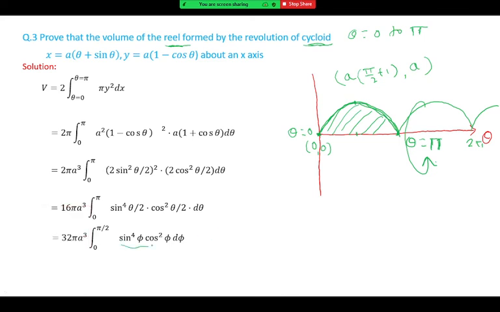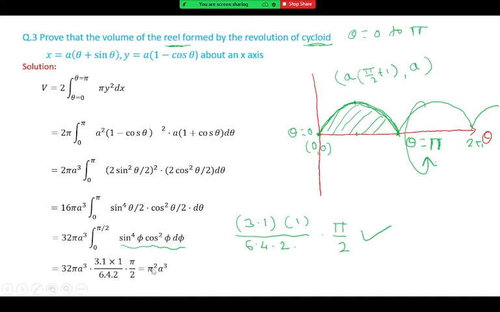When you apply Wallis formula for this one, 3 upon 4 into 2 upon 1 into pi by 2. 4 minus 1 is 3, 2 minus 1 is 1, divided by m plus n, which is 4 plus 2 is 6, so 6 into 4 into 2, into pi by 2. So this is the value by Wallis formula that you should know, and that is the answer. You'll observe pi square a cube is the answer.